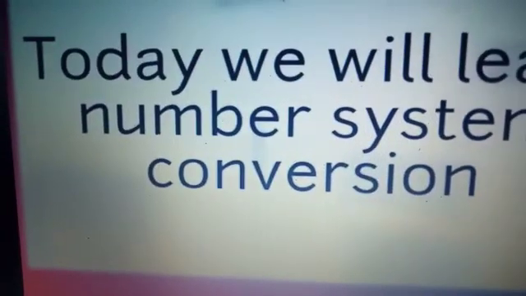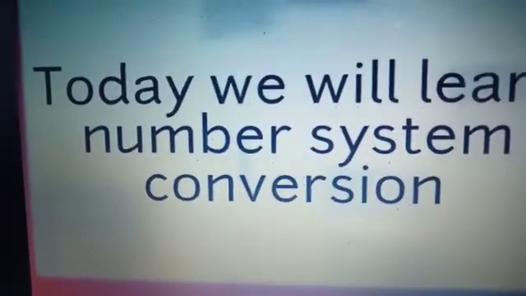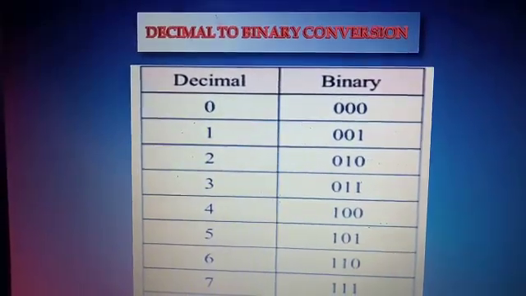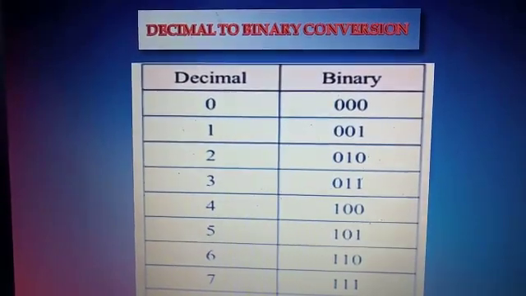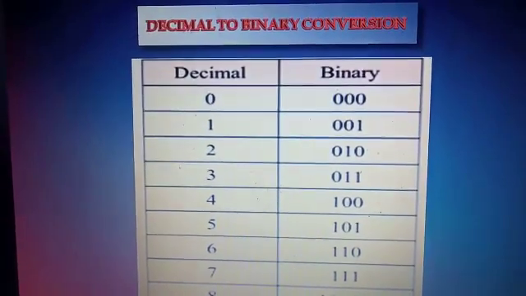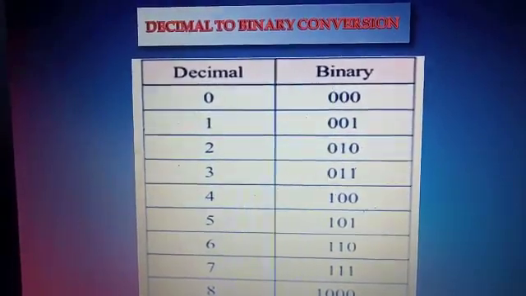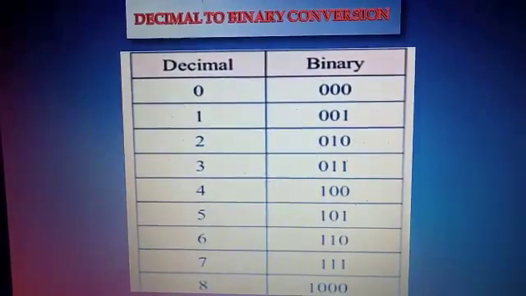So today we will learn number system conversion. First is decimal to binary conversion. Before that, you have to study this table very nicely. That means decimal of 0, binary will be 000. Decimal of 1, binary will be 001. So like that you have to study this table.